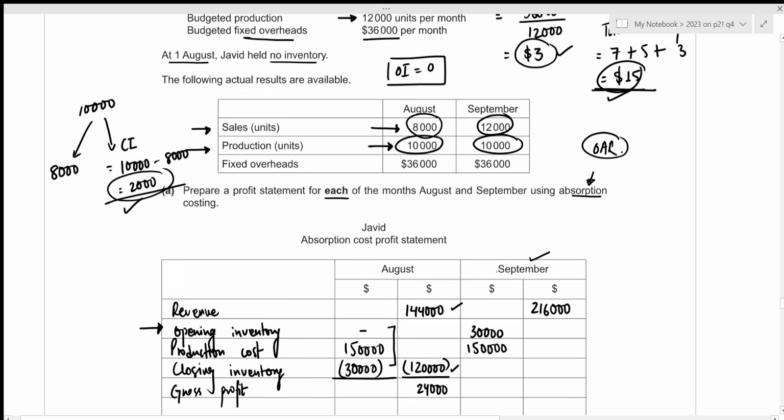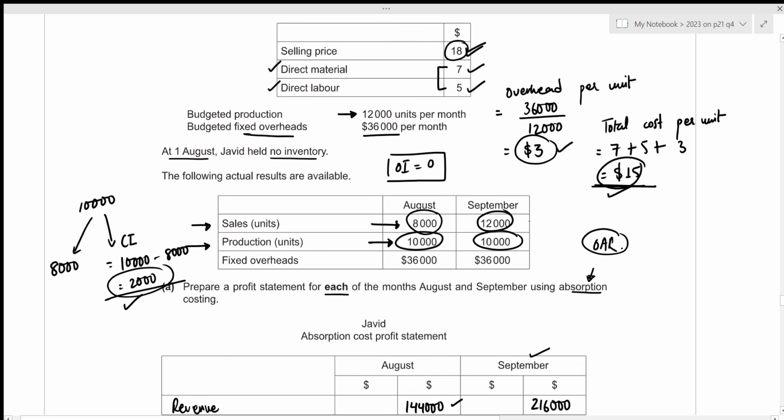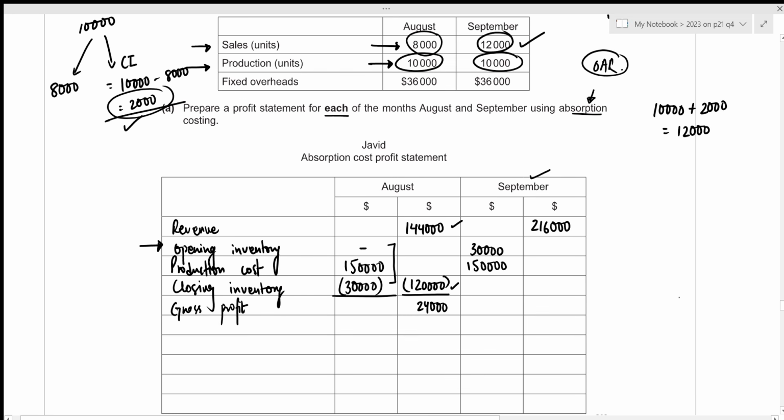Now we again need to figure out our closing inventory for the month of September. For September, we produced 10,000 units, but we also have the closing inventory of 2,000, which now acts as the opening inventory in the month of September. So the total units of goods that we have for the month of September is going to be 12,000. And out of 12,000, we can see that we sold all of the 12,000 units. So there's no remaining inventory in this case, which means that there will be no closing inventory for the month of September. So that will just be 0.